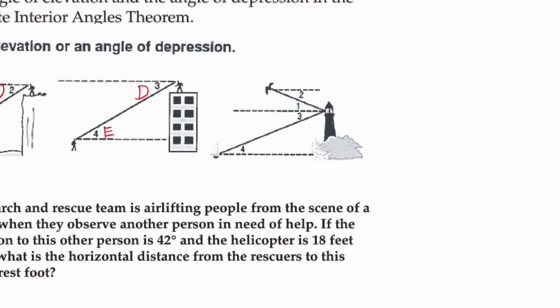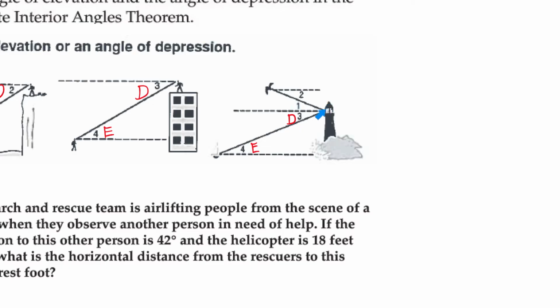All right, on this last one, you have three different beings here. Okay, you got somebody in the boat, you got somebody in the lighthouse, and you got this bird. As the guy in the boat looks up to see the guy in the lighthouse, what is this? It's an angle of elevation. As the guy in the lighthouse looks down to see the guy in the boat, what's this? It's an angle of depression.